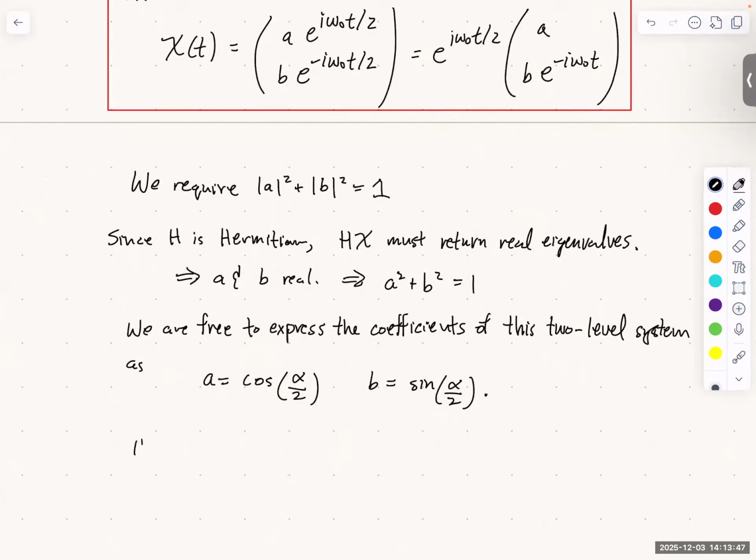So here, alpha characterizes how aligned our spin state chi is with the spin up and spin down eigenstates. If alpha is 0, we're perfectly aligned with the spin up state. If I put in pi, then we're perfectly aligned with the spin down state.